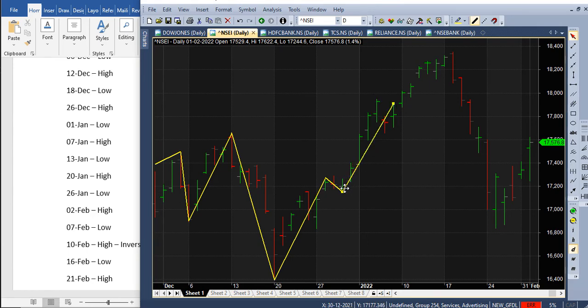Now look at this trend line, okay. It's taking support, support. This is taking resistance, okay. So this trend line is correct now. Then 13th is low. We have a small low here on 10th. It came 2 days early, this low, okay.